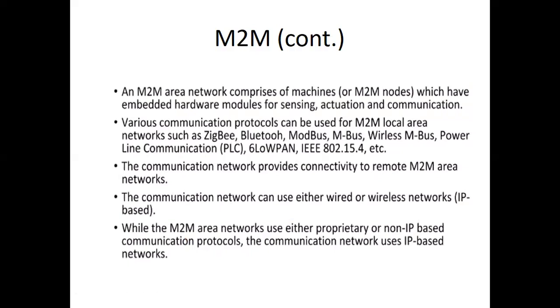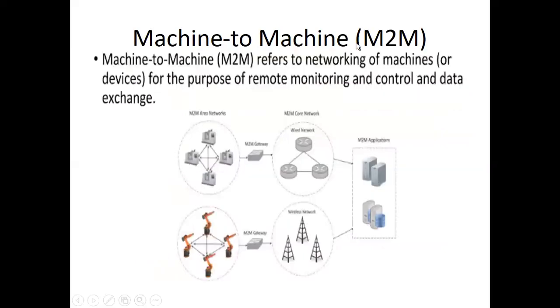Now, a machine to machine area network consists of M2M nodes which have embedded hardware modules for sensing, actuation, and communication. So specifically, the main part of M2M communication is the area network, where actual machines are connected with each other. And here for M2M communication, different communication protocols can be used like Zigbee, Bluetooth, M-bus, Modbus, wireless M-bus, power line communication. All these are the different communication protocols that can be used in the M2M area network. In the previous diagram, we have seen this M2M area network, and for this we are talking.